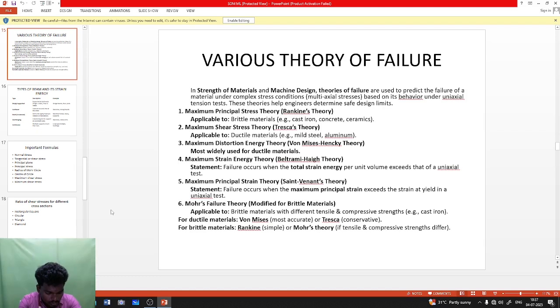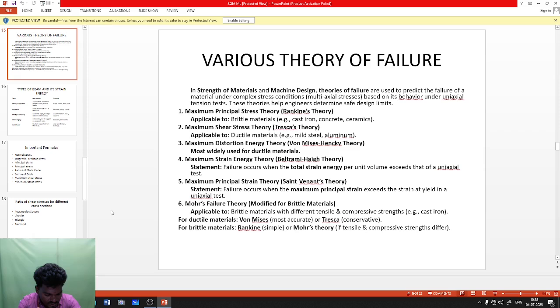Now we are going to see the various theories of failure, with some notes prepared by myself. The maximum principal stress or normal stress theory, also known as Rankine or Lame's theory, is suitable for brittle material, and the graphical representation is a square. The maximum principal strain theory, also known as Saint-Venant's theory, is suitable for brittle material, and the graphical representation is a rhombus.